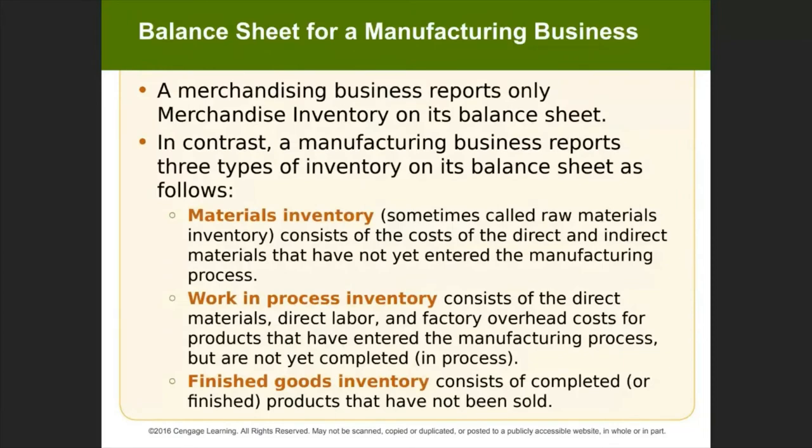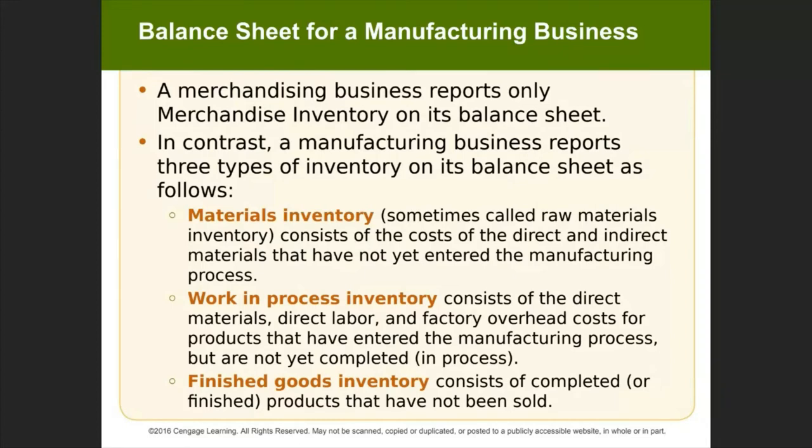A merchandising business reports only merchandise inventory on its balance sheet. In contrast, a manufacturing business reports three types of inventory on its balance sheet. Those three types of inventory are materials inventory, work in process inventory, and finished goods inventory. Materials inventory is also called raw materials inventory, so you can use those interchangeably. Materials inventory consists of the cost of the direct and indirect materials that have not yet entered the manufacturing process.